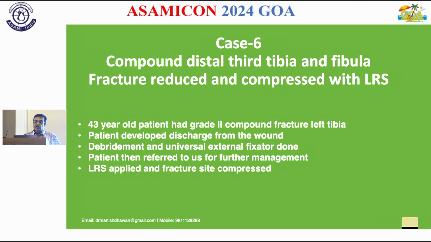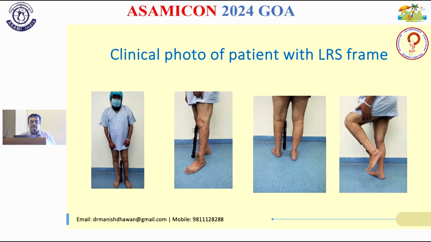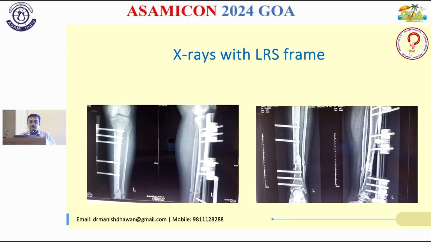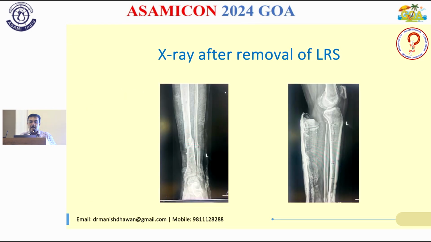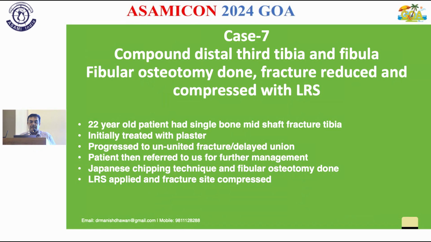This is a 43-year-old patient, had a grade 2 compound fracture left tibia. Patient had an infected wound. Debridement was first done and universal fixator was applied, and then he was referred to us and LRS was applied. So this was the whole situation. Very simple looking fracture, which can be treated by internal fixation, but he had infection, compound. This is patient with LRS frame. We debrided the area and just compressed them. Patient after removal of frame.